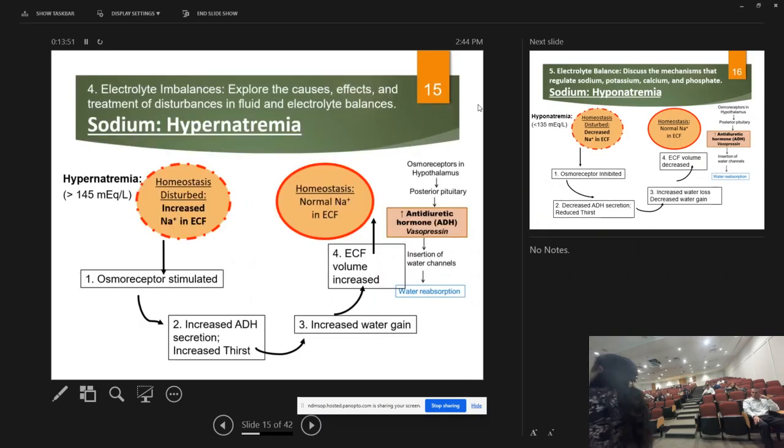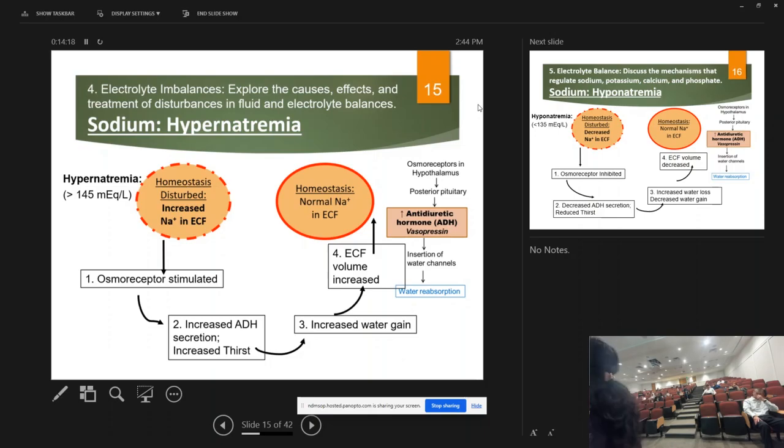If homeostasis is disturbed, right? In this case, hypernatremia, there is increase in sodium. So now it has to go back to homeostasis, means it needs to lower the sodium level. How does it do that? By diluting. So by diluting means it takes the help of antidiuretic hormone, right?